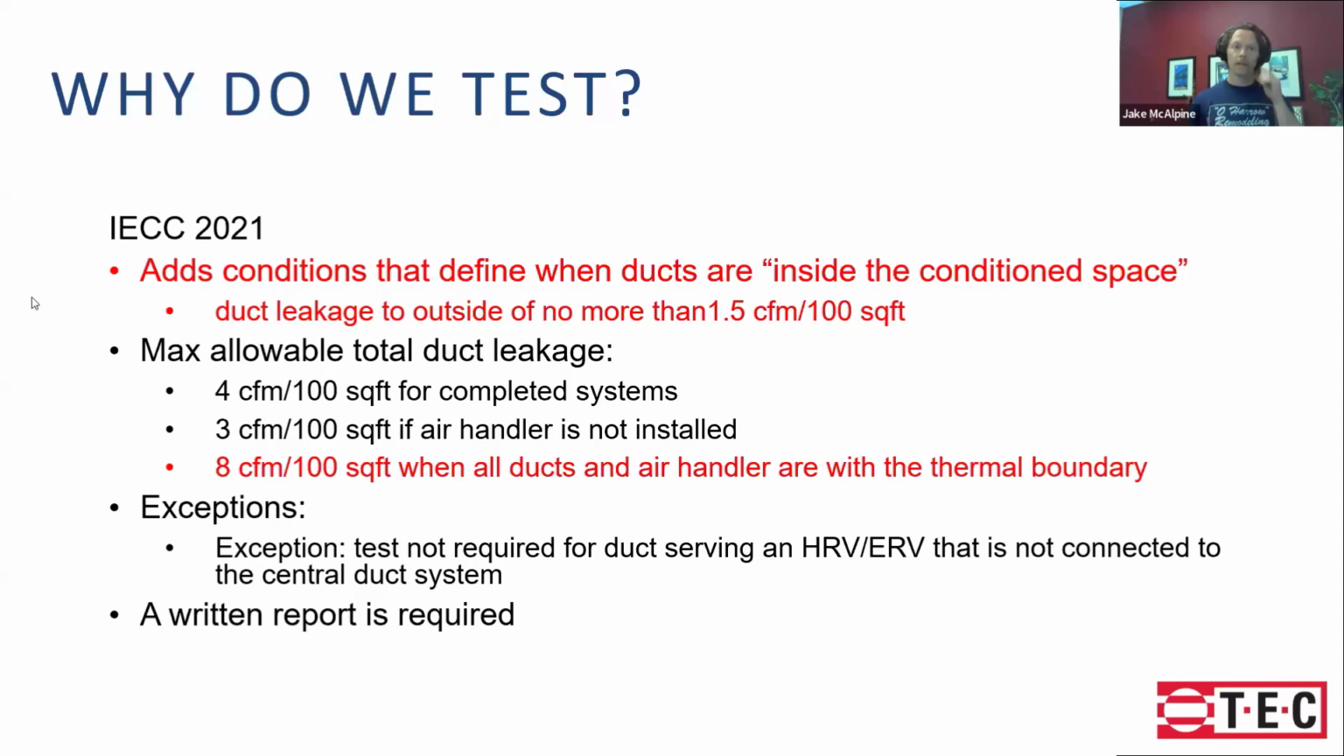test. Another big change is that we lose that exception that was there in prior code that says you didn't have to do the test if everything was inside the thermal boundary of the house. And now we have this new standard of 8 CFM per 100 square feet for testing all ducts and air handlers when they're inside the thermal boundary. So that's a pretty big change in the 2021 code.